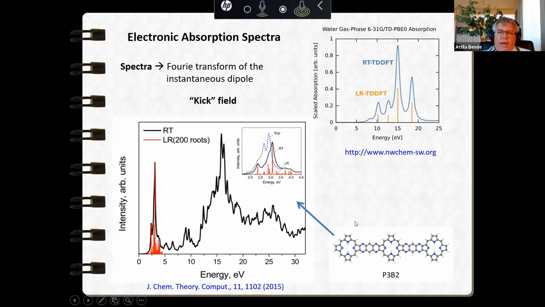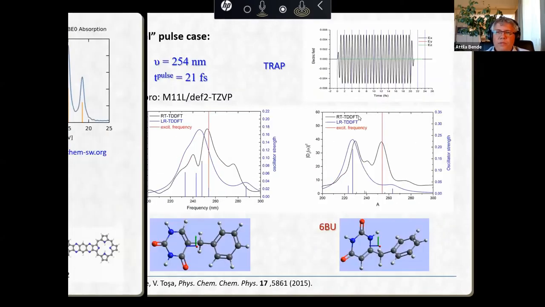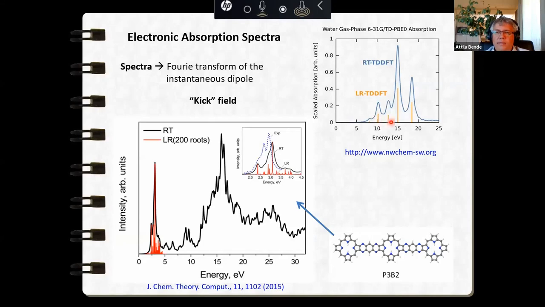Actually, what we usually obtain when we use the linear response theory, as you can see here, are the poles. But with the real-time time-dependent theory, you can obtain the full envelope of the spectra.